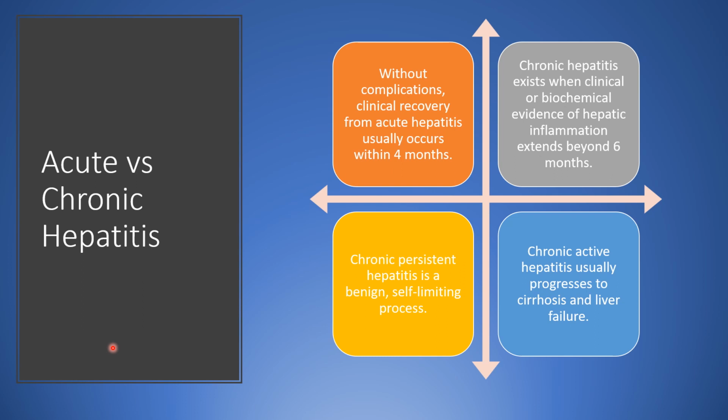Chronic persistent hepatitis is a benign self-limiting process. Chronic active hepatitis is usually going to progress to cirrhosis and liver failure. So the hope is it's acute and it resolves on its own within 4 months. If that is not the case, then the next best thing that we can hope for is that it becomes chronic persistent hepatitis, which remains benign. If it becomes chronic active, then we have to be concerned about liver failure and cirrhosis.